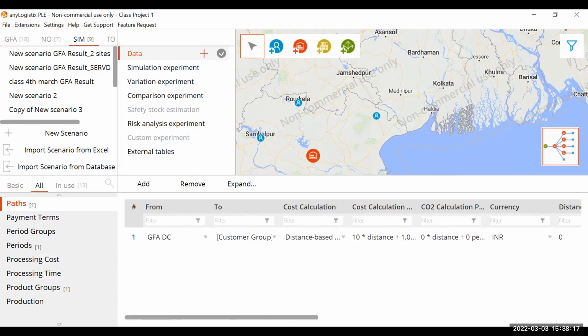Okay, so as of now, what we have done so far: shipping we have defined, sourcing we have defined, path we have defined, vehicle type we have defined. Then stocking is what we have to go to.